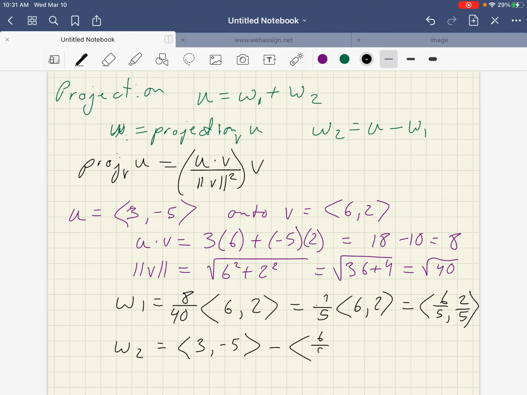w sub 2 is going to be u minus that, so it's going to be 3, -5, minus my 6/5, 2/5. Let's make these out of 5. This is 15/5. This is -25/5. So 15 minus 6 would be 9/5. And -25/5 minus 2/5, they'd combine, so -27/5. And there's my w sub 2. So now I have my two components of my vectors.